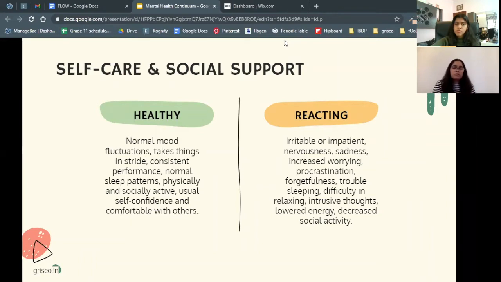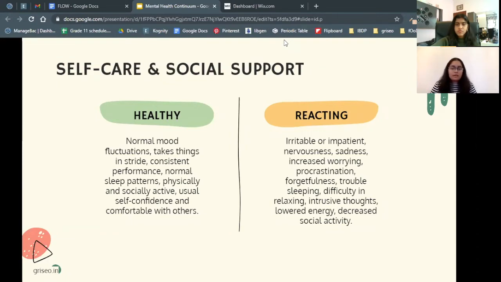But also note that small slip ups and falling into the next reacting stage is inevitable, and it's okay if you do. But what's important at that point is to fight back to go into the healthy stage, because if you don't try to go back into the healthy stage, you might fall into further stages, which is not good for you, and it's not ideal.